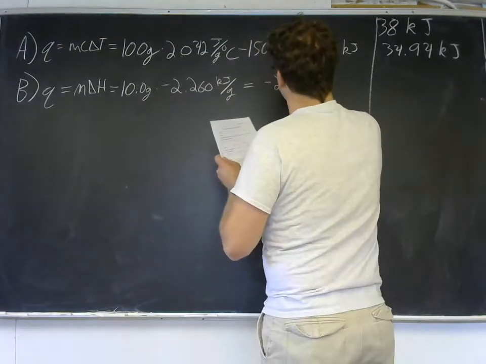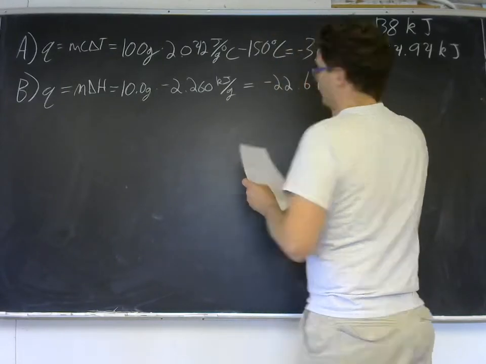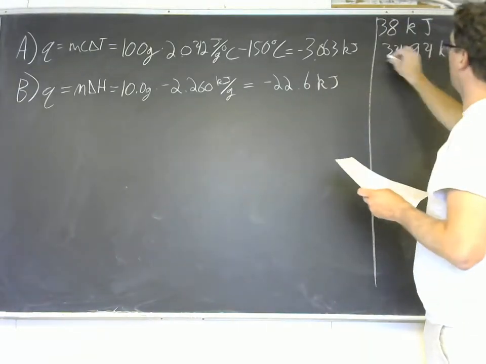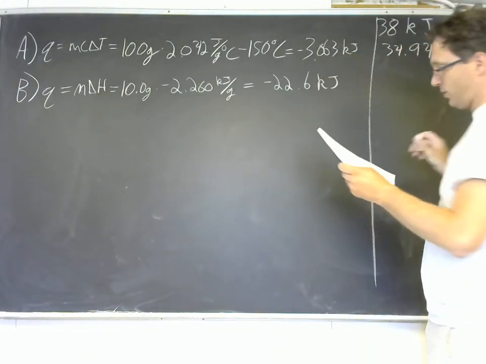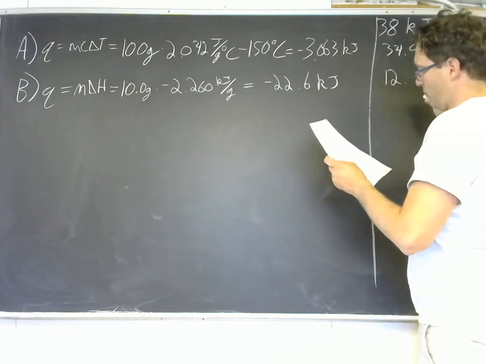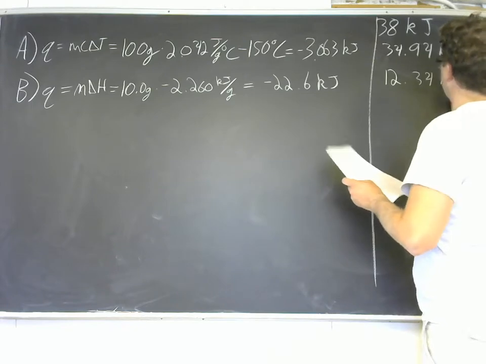And this gives us negative 22.6 kilojoules, a substantial amount of energy. And so 34.94 minus the 22.6, we're left with 12.34 kilojoules remaining.